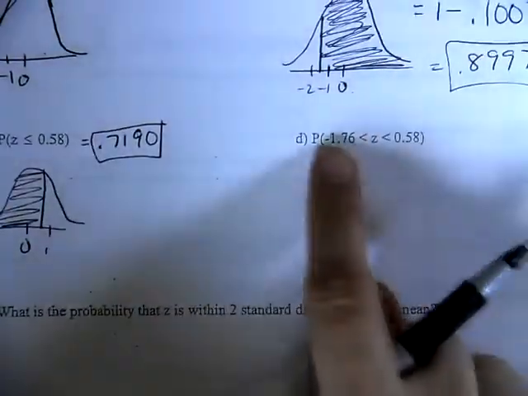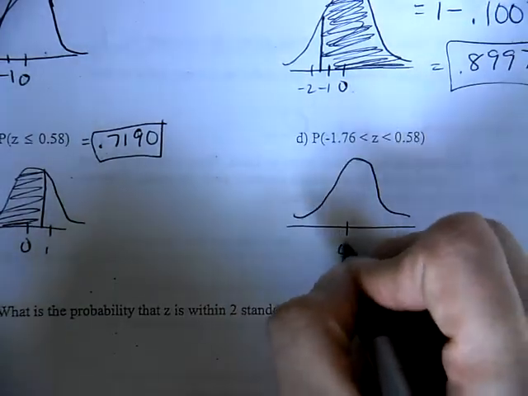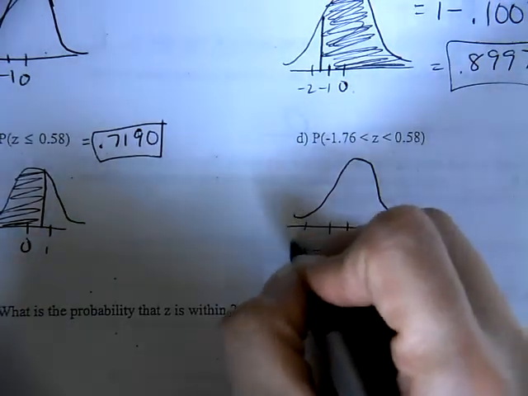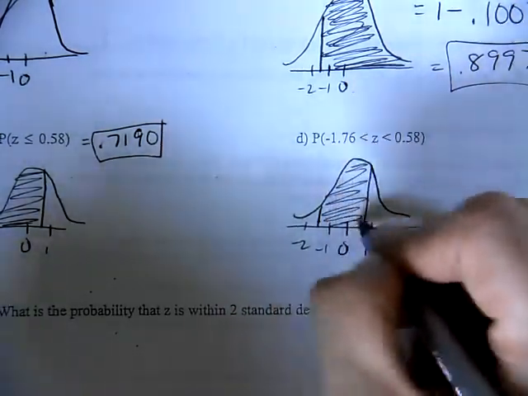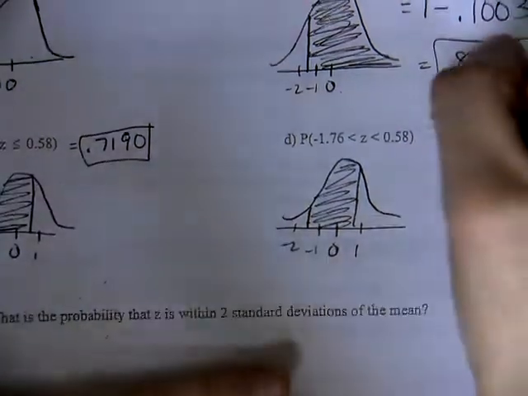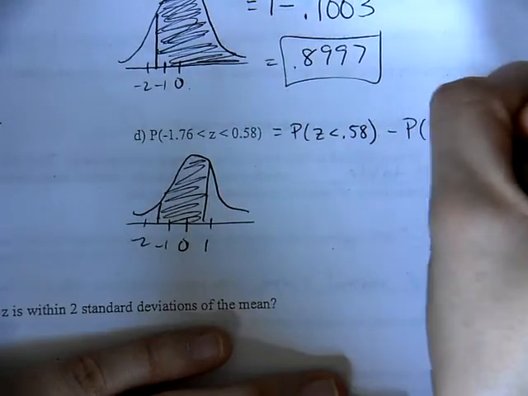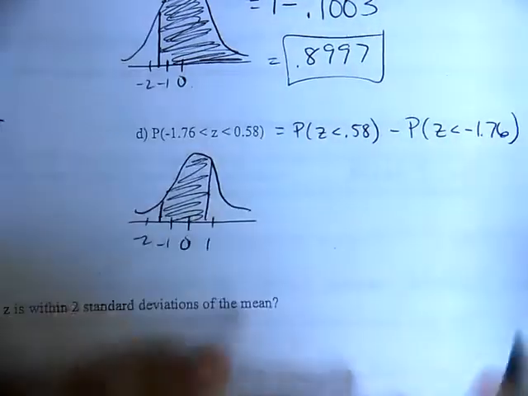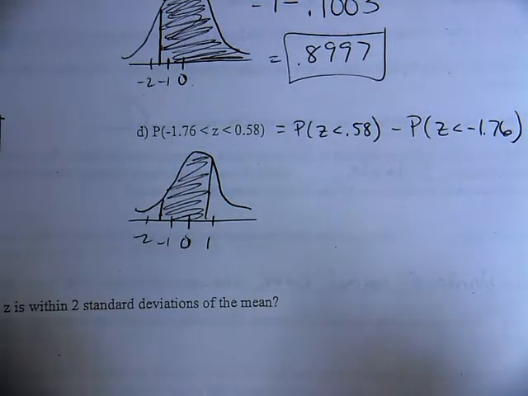What's the probability I get a z in between negative 1.76 and 0.58? So in between, what you're going to do, again, the formula sheet only gives you less than. So I'm going to take the probability z is less than 0.58, and I'm going to subtract the probability z is less than negative 1.76. So I'm basically taking less than this whole thing, subtracting out that little guy, and I get the in between.